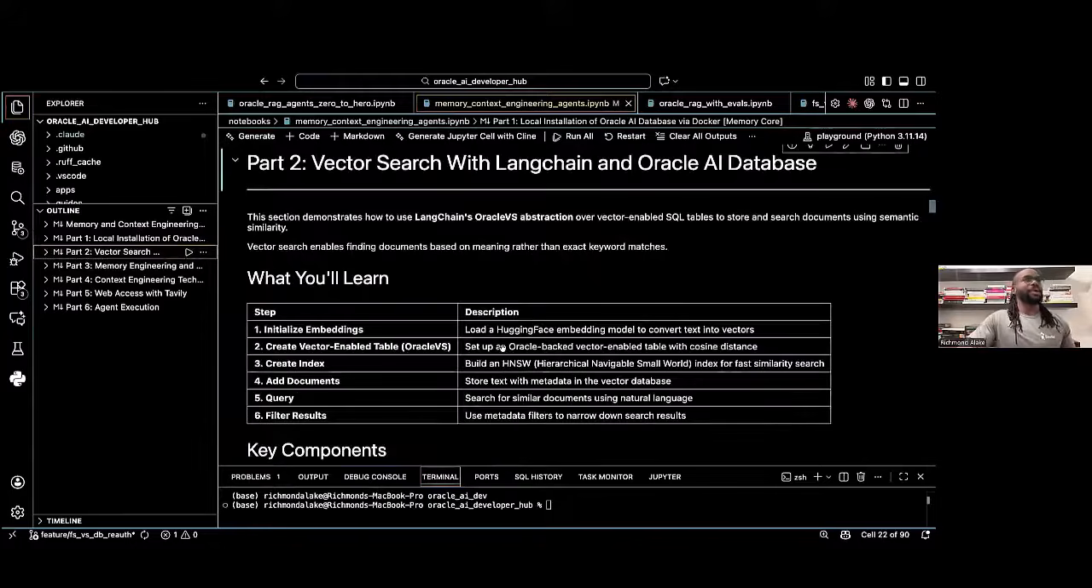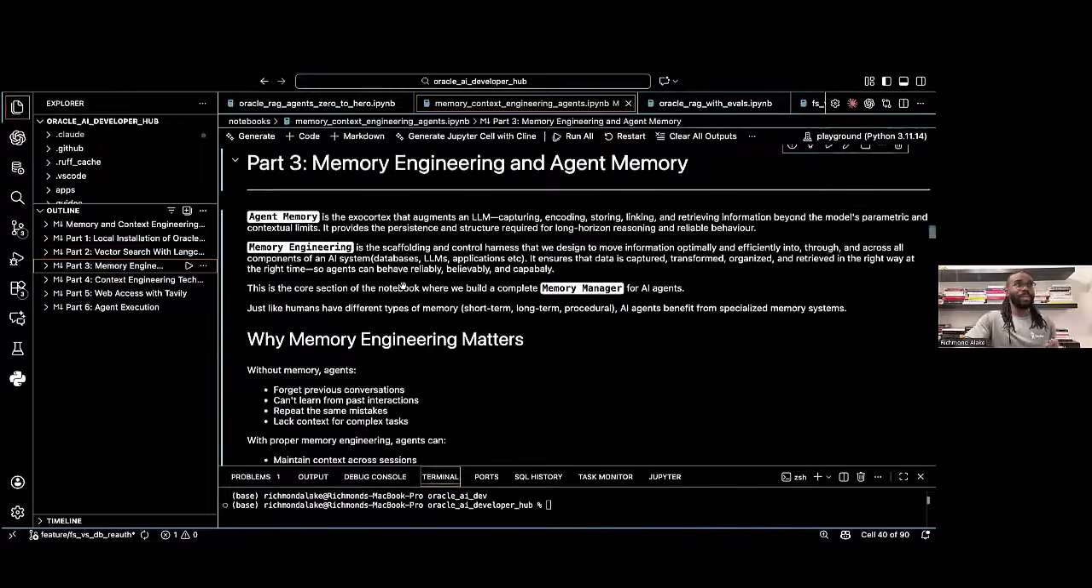Now, the second part of this talks about vector search and how you can use it with the LangChain Oracle integration, and it makes things a lot easier. Then in part three, you start to learn a lot about memory engineering and agent memory, which I covered in detail at the end of last month.